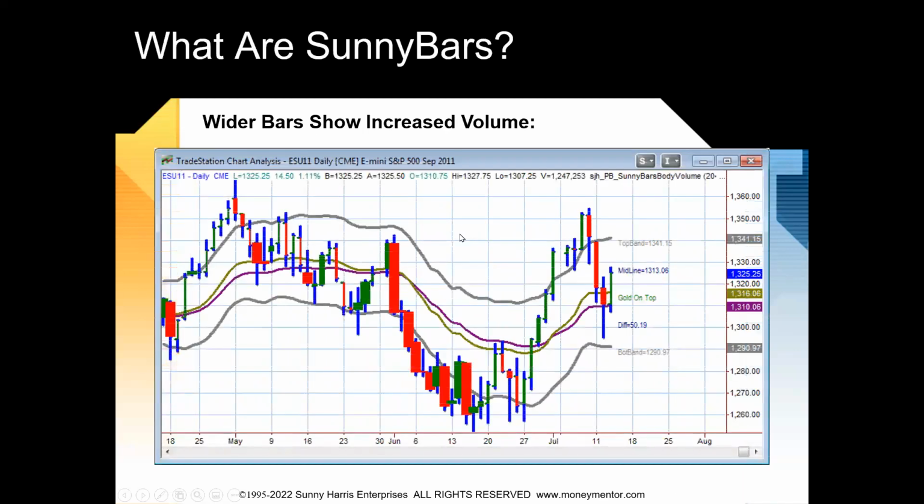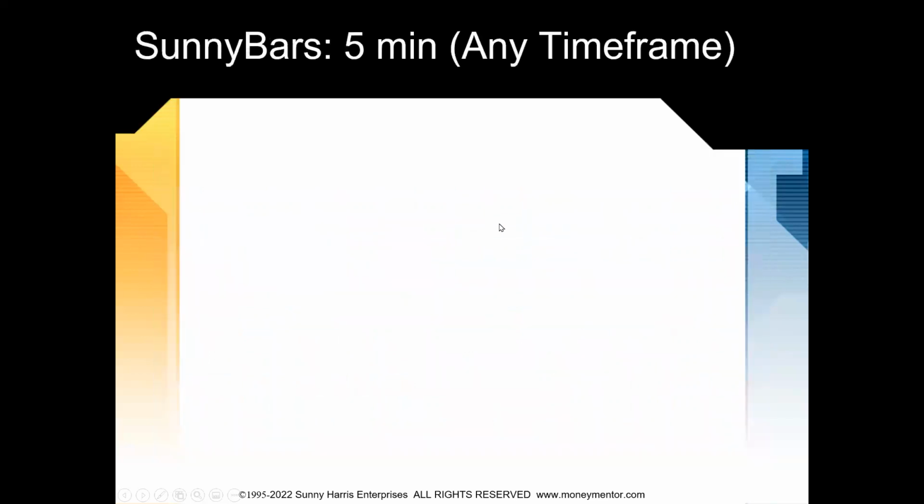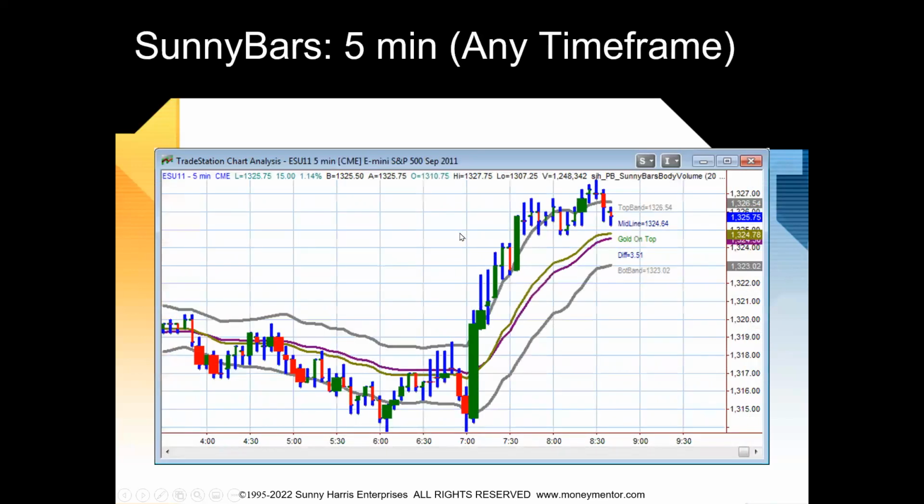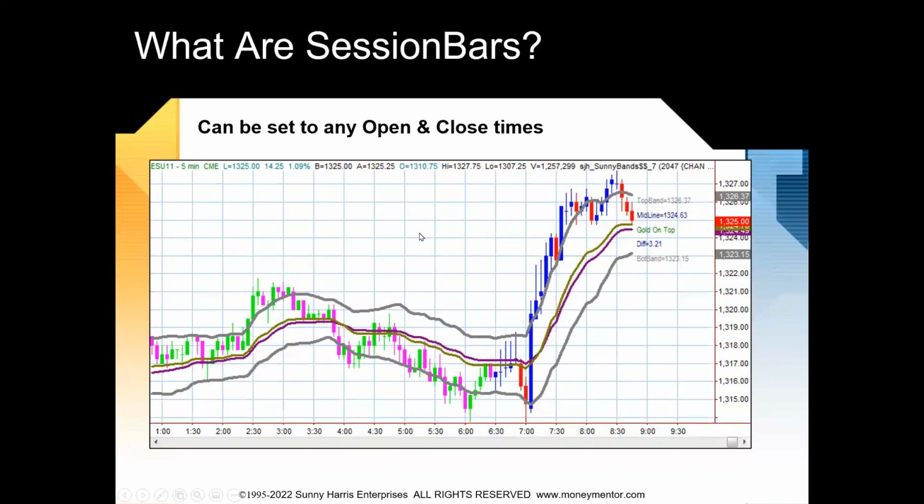So I told you about sunny bars already with the volume shown in the width of the bar. And of course, it works on any time frame. You don't have to put volume on your chart. It's right there in front of you. Session bars can be set to any open and close times. If you're trading stocks and you want to set them at 1:15 California time instead of 2 o'clock, which is when the E-mini closes for an hour, you can set them to any open and close times, and they'll paint the colors different for you.